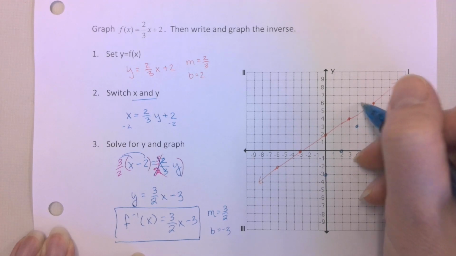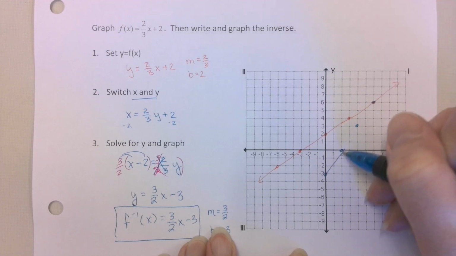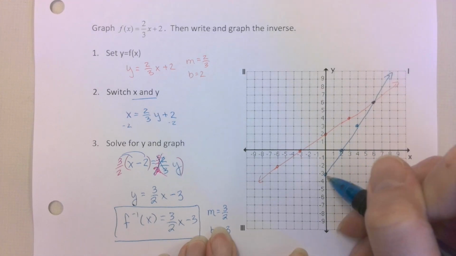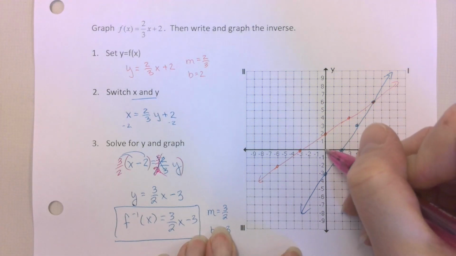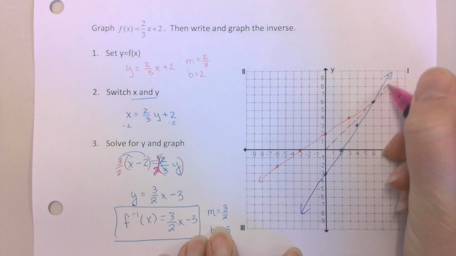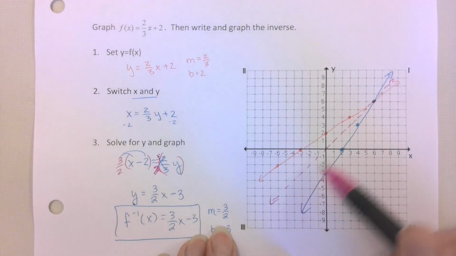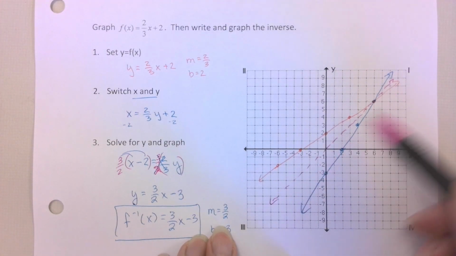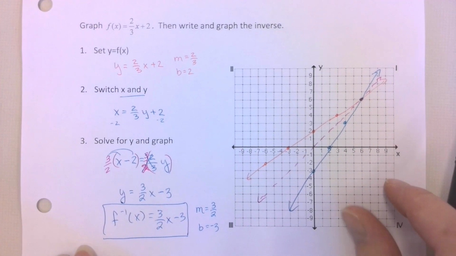Rise 1, 2, 3, run 2, and I found their intersection, which we're not really looking for, but again, I want to point out that their intersection is right on that line of y equals x. And so we can see, if we could take our folder or our paper and fold it over, we would see the reflection of these points.